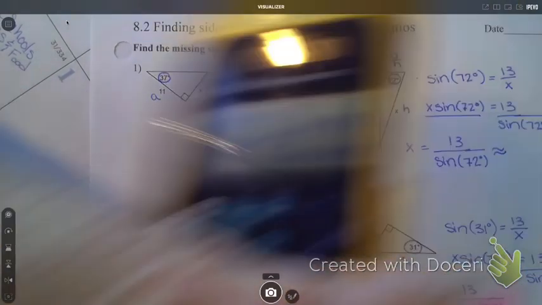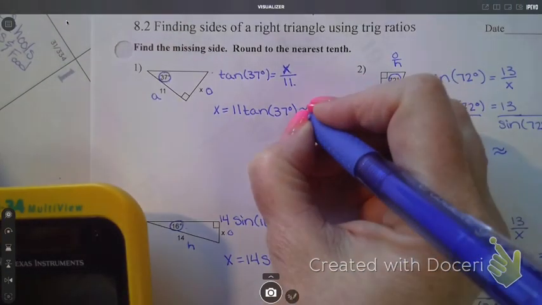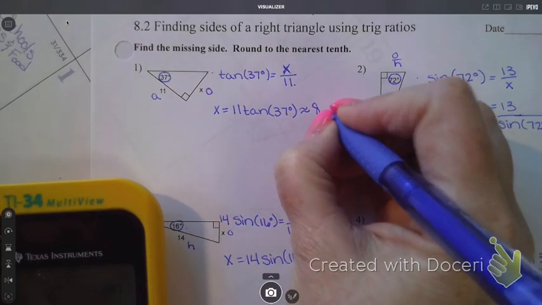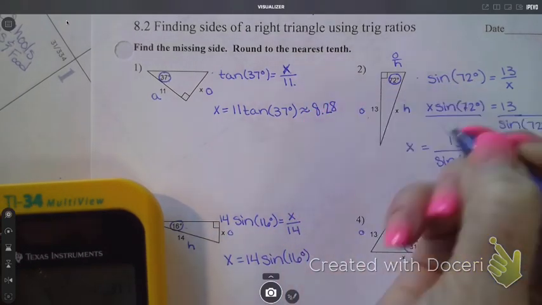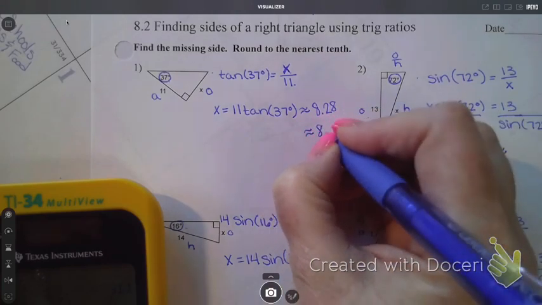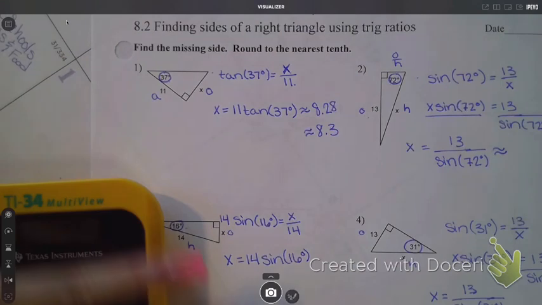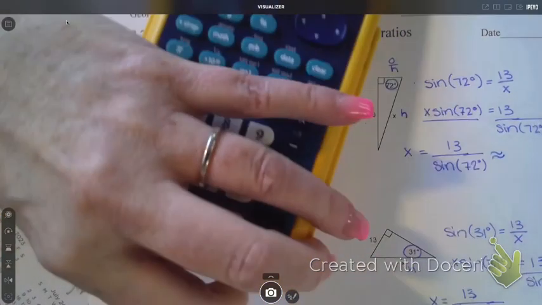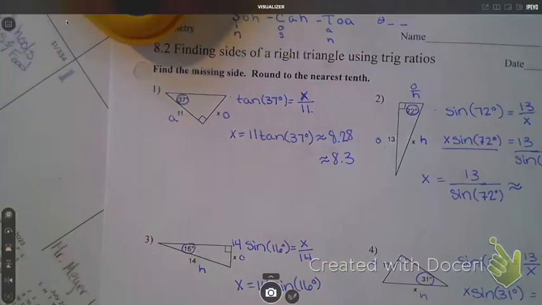8.28. So on my paper, I'm going to put 8.28, and Jenna did it right, which is not rounded, but to the nearest tenth it makes it 8.3. And if you had units, you'd put the units on there, right? Okay. So, it is your time to work.